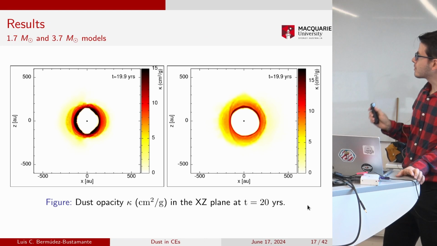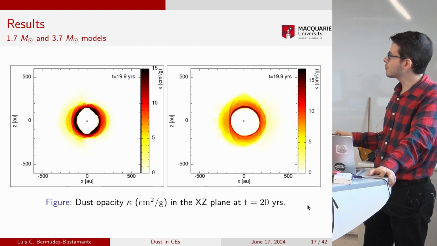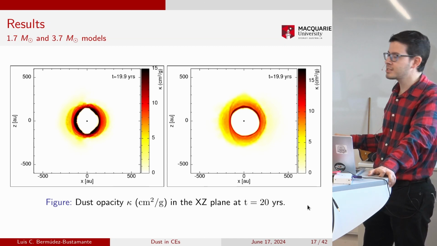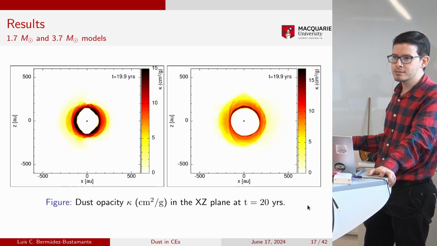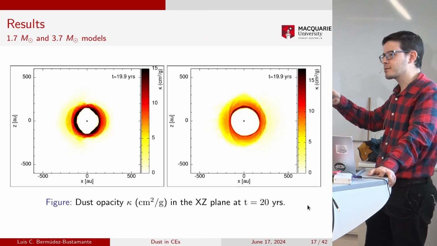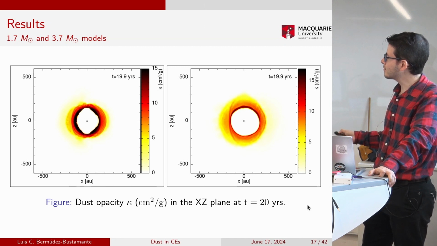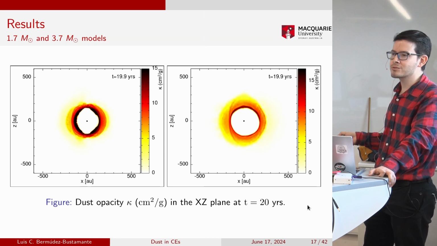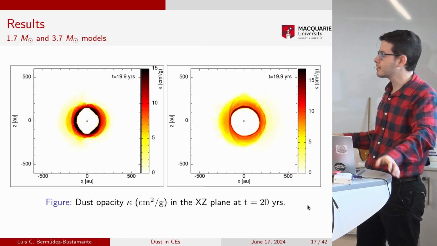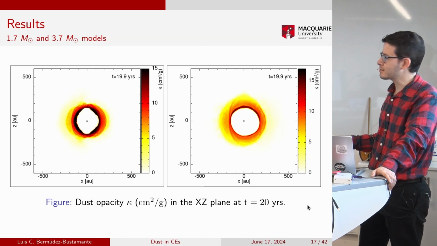Okay, but what is the difference in the dust distribution and in the opacity distribution when you compare the two models, the lower mass AGB and the higher mass AGB star? Well, this is the perpendicular plane to the orbital motion, the xz plane, at a particular time after the onset of the simulation. You can see here, for example, that for the higher mass AGB star, the distribution in opacity is more spherical. The high opacity shell is more spherical compared with the lower mass AGB star.